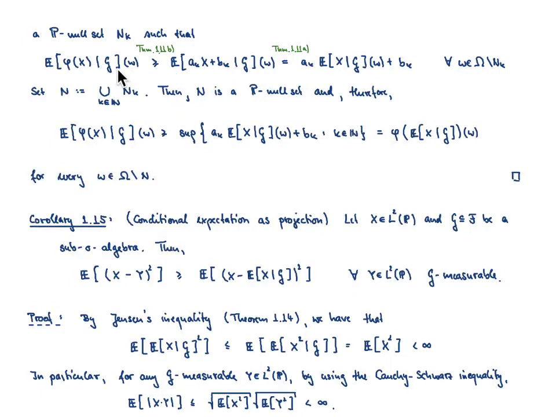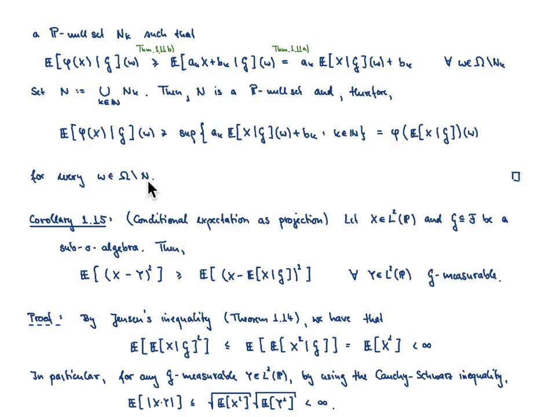Hence, since this estimate holds true for all k, we can also take the supremum over all k. So we have the following estimate, namely that the conditional expectation of phi of X given G is bounded from below by the supremum of this linear combination a_k times the conditional expectation of X given G plus b_k for all k in the natural numbers. And since we know that that thing here equals phi of the conditional expectation of X given G for all omegas which are in the complement of our null set N, we have proven the statement.